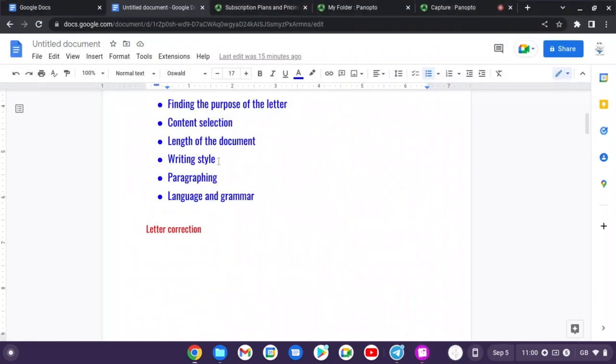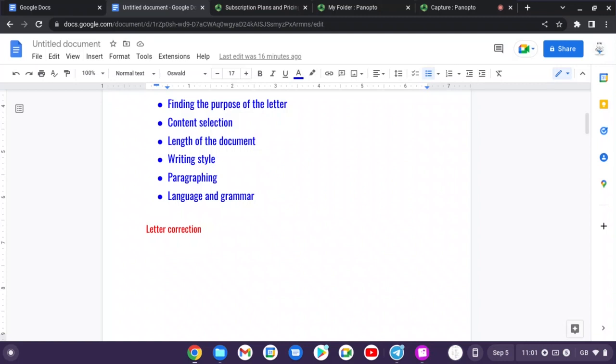Then again, paragraphing, that we already discussed. Then you have to organize your letter according to that. If you do it like this, selecting only the relevant details and some of the semi-relevant information which is relevant to the letter, then the length of the document will usually be 180 to 200 words. So you don't need to worry about the length of the document. The only thing you need to be careful about is language and grammar, so you should edit your letter after finishing it.